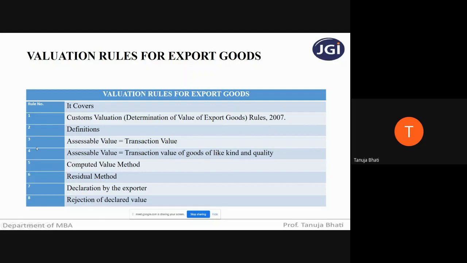So remember, you need to apply rules 3 to 6 in chronological order. You cannot move in any order which you like. You have to always value the export goods in this order itself. So rule 3 to rule 6 will give you the value of exported goods, and you have to follow that order. Let us see in detail what all these rules state.